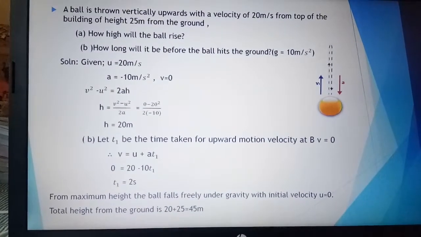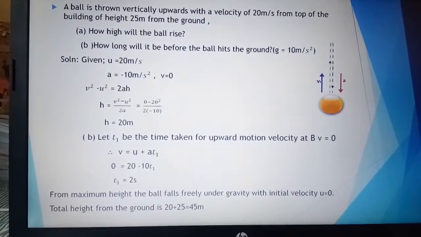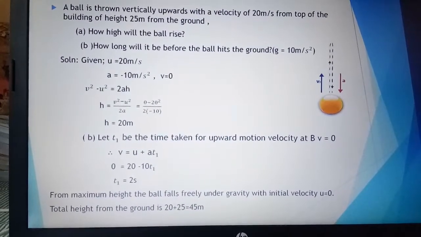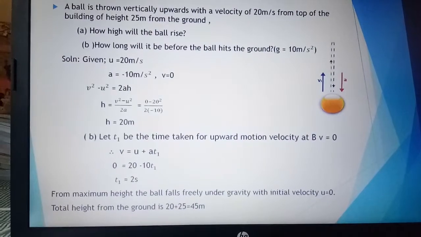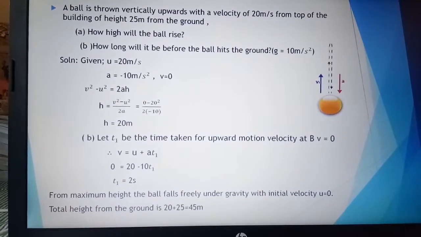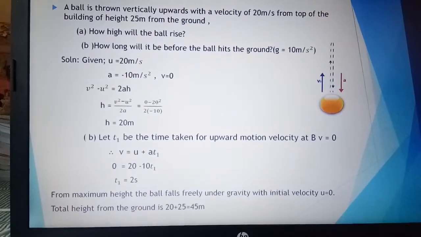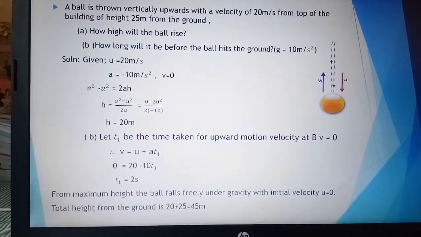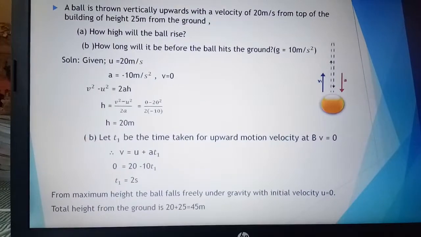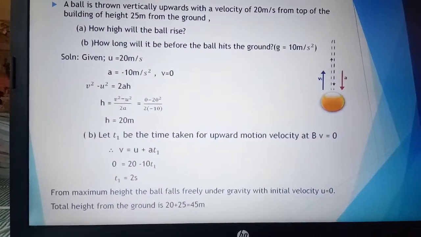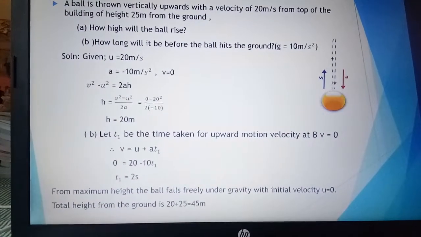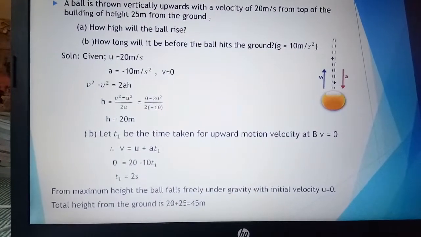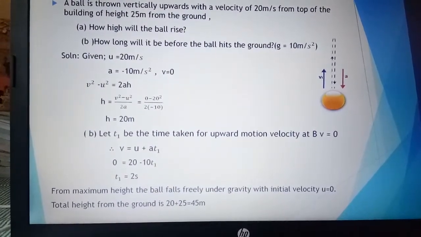Okay, now let us calculate the time taken to hit the ground. When the ball is thrown up, it reaches the maximum height and then falls back to the ground. So there are two parts. We'll calculate the time to reach the maximum height, the time of rise, and second, the time of fall. So first let us calculate the time of rise. Let t1 be the time taken for the upward motion.